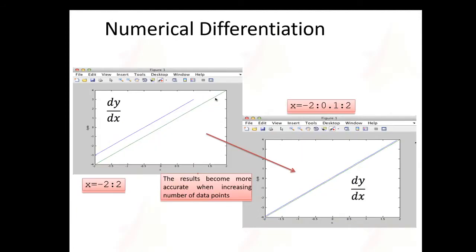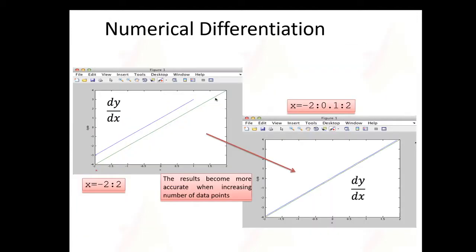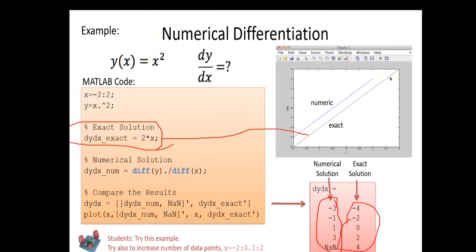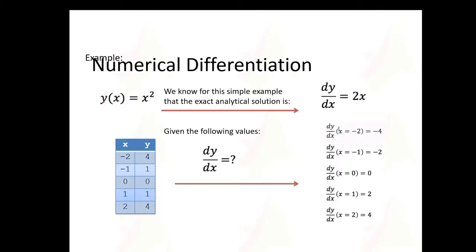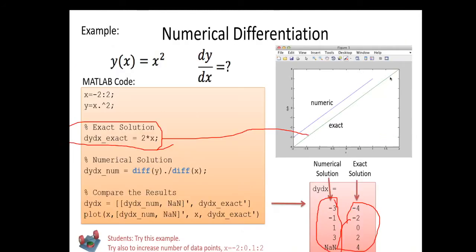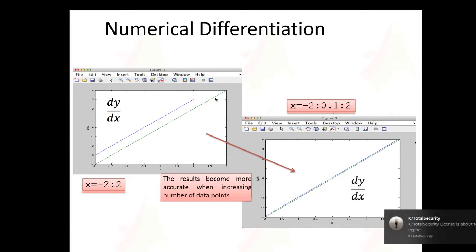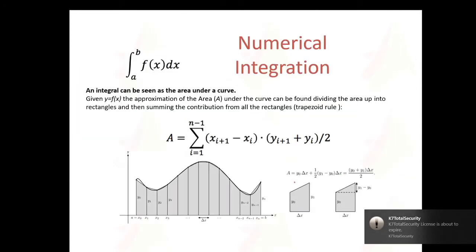Likewise, if you increase the number of data points, the actual data and the numerical solution data are matching. Instead of -2 to +2 in steps of one, I am giving steps of 0.1, and you can see how it matches. If it is 0.01, then it is going to match exactly.